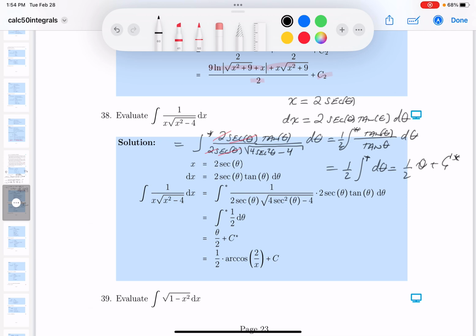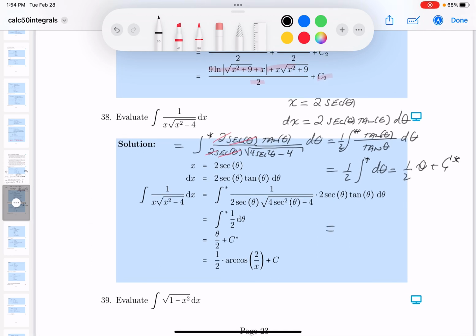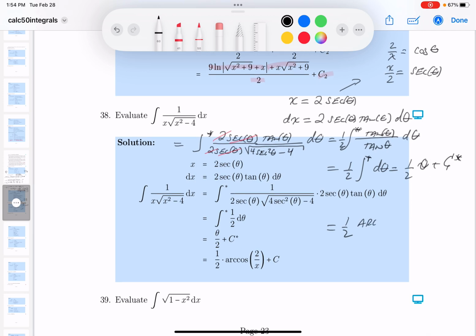And what's that going to be? Let's write this over here. Go back to land of x's. So 1/2. And what's theta going to be? Well, let's write this over here. It's going to be x over 2 is equal to secant of theta. I don't really like the secant of theta. I'm just going to write this as 2 over x equals the cosine of theta. And so I'm going to say arc cosine. It's a much better defined function, by the way. 2 over x plus a constant of integration.